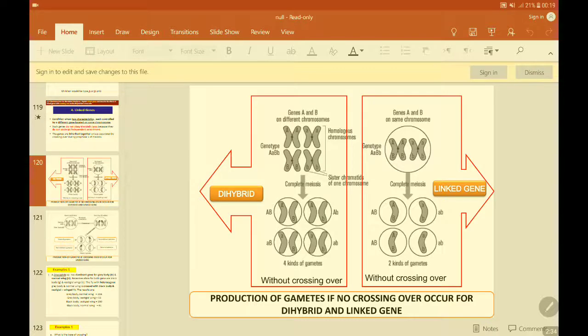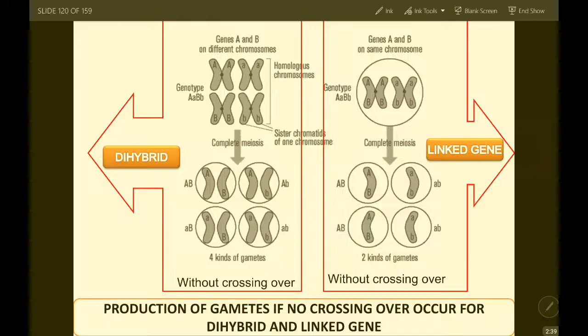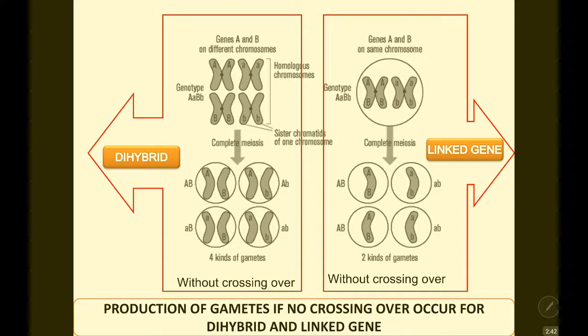The left hand side is a diagram of a dihybrid cross. For the dihybrid cross, we have gene A and gene B located on different chromosomes. So when they form gametes during meiosis 1 and meiosis 2, they can assort independently to form 4 different possibilities of gametes: big A big B, small a big B, big A small b, and small a small b, without crossing over.